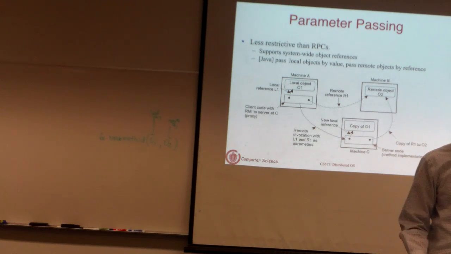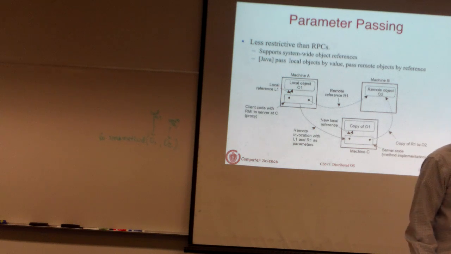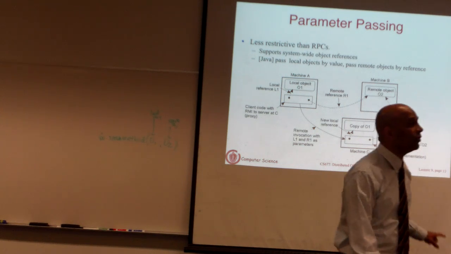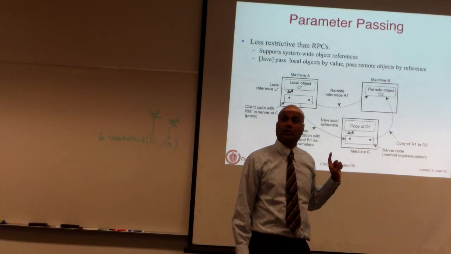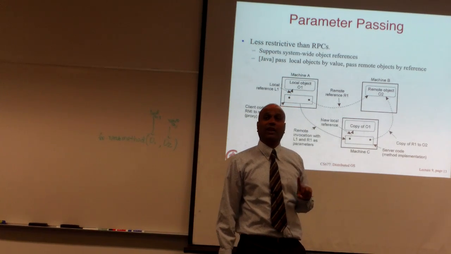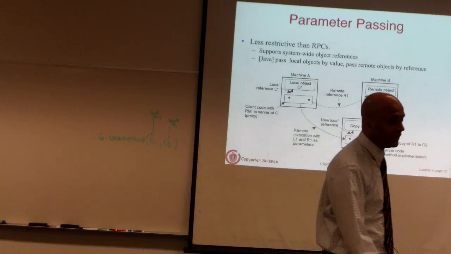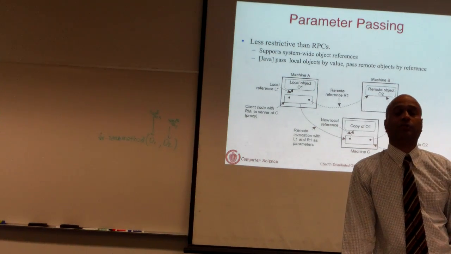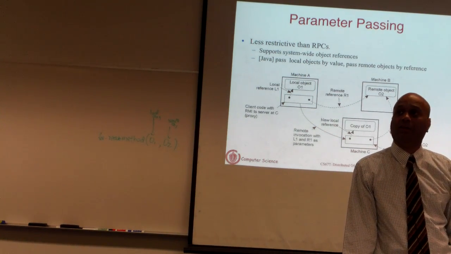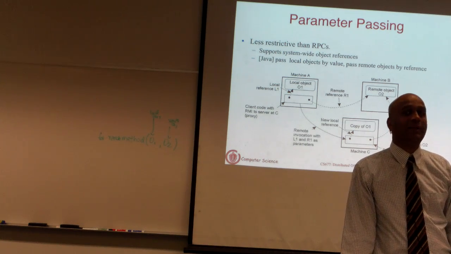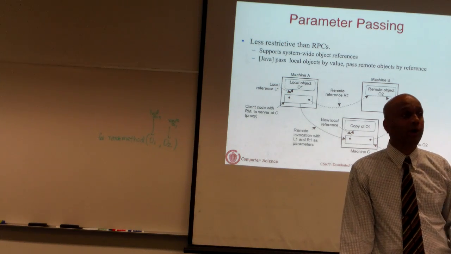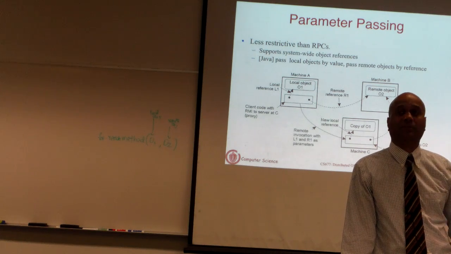But the more important part is you are able to pass by reference. O2 was actually passed as a reference, not by value, which relaxes an important restriction that RPCs imposed, which is that you can never pass arguments by reference. In RMIs, that is actually allowed. Not all RMI systems, but at least some RMI systems allow it.